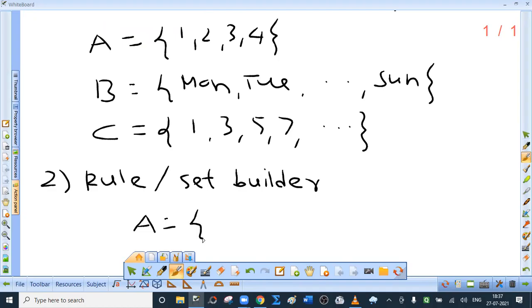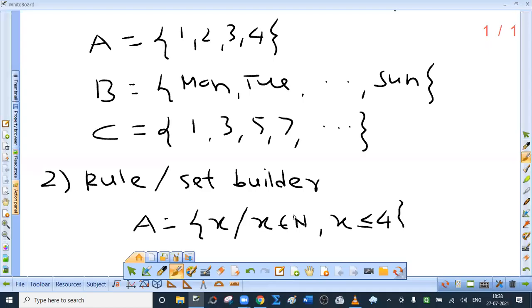Can I say that A is the set of all x such that, the slash you have to read as such that, x is a natural number and x is less than or equal to 4, or you may say x is less than 5. And what does capital N stand for? N stands for the set of natural numbers. See, you should know that capital N, the set of all natural numbers, we are going to call an infinite set: 1, 2, 3, 4, etc.